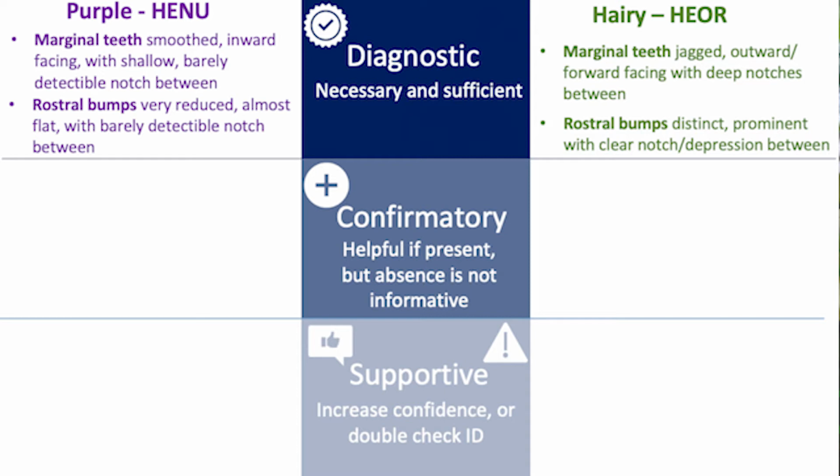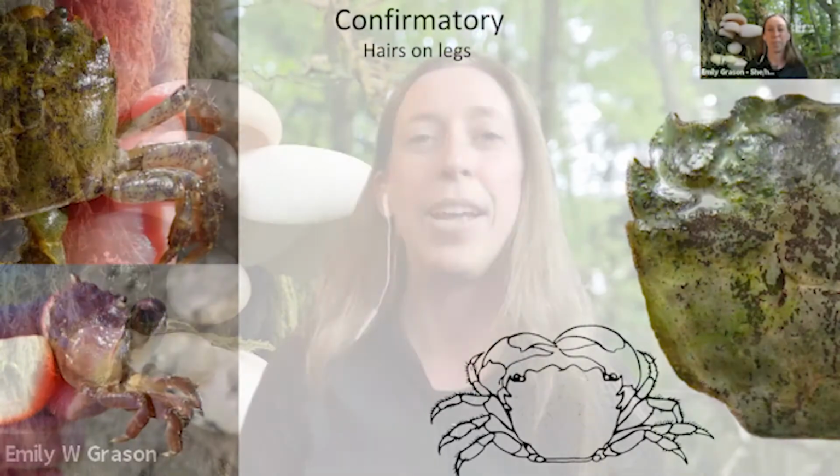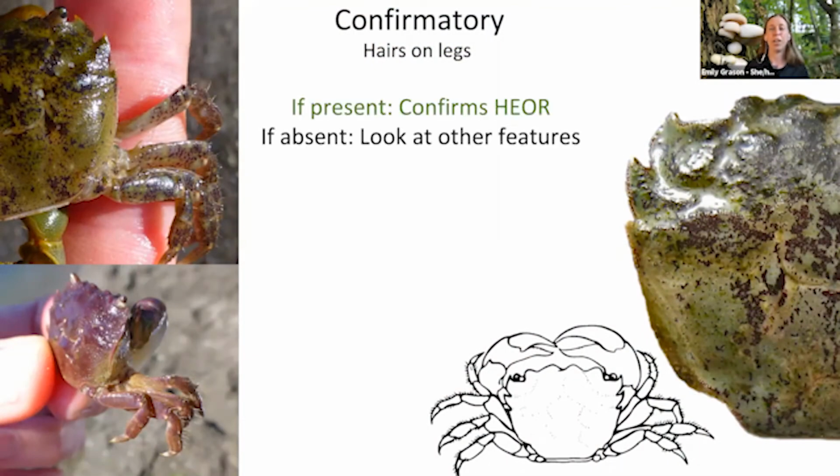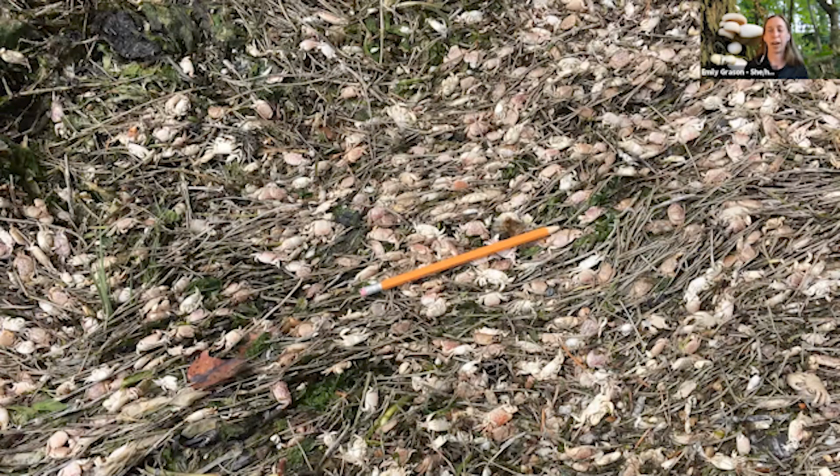Let's move on to the confirmatory features. Hairs on legs turns out to be a confirmatory feature for hairy shore crab. If the hairs are present, we know that we have a hairy shore crab. That's one of the features that actually makes a hairy shore crab a hairy shore crab. But if the hairs are absent, that may be because it's a purple shore crab, but it also could be for other reasons. For instance, if all you have is a molt, you may not have the crab legs at all. And so you don't have the information you need to know if that crab used to have hairs.